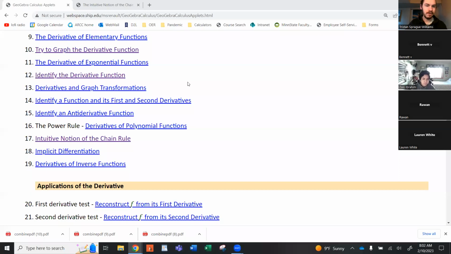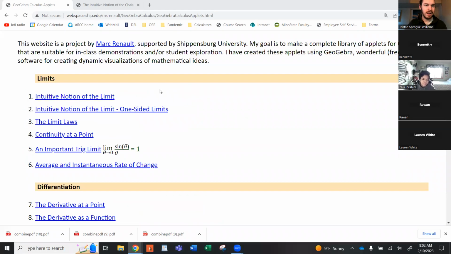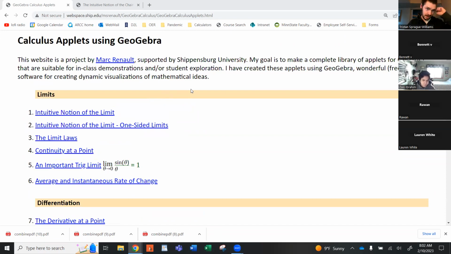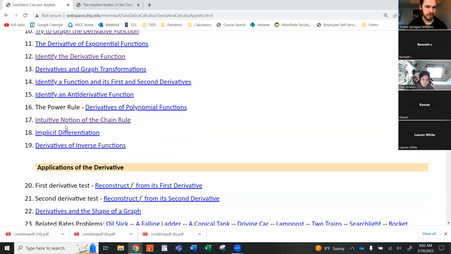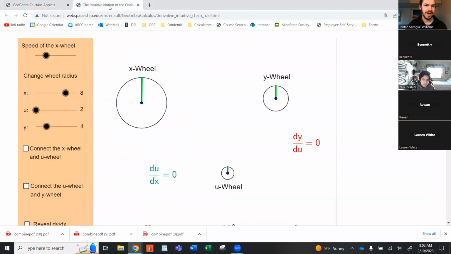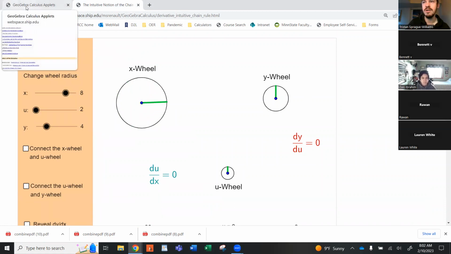All right, here we are. So we're back on Mark Renault's Calculus Atlas webpage. Good old Mark Renault. There's this one on here, number 17, that I want to start with today: the intuitive notion of the chain rule. So I have it open right here. And you guys remember I sent you a link to this page, so you can come check this out yourself.